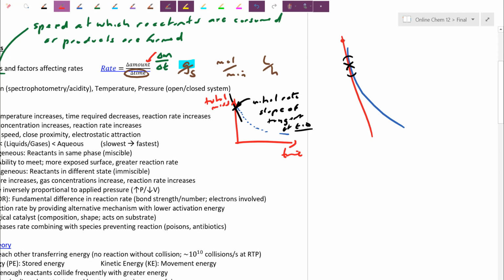You just find any 2 points on this tangent here. We do a rise over run. If I lose this much mass in this time, that's going to give me the rate. That's an instantaneous rate. That's your initial rate. We can also talk about an average rate.